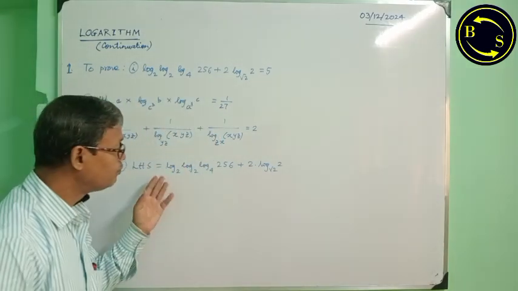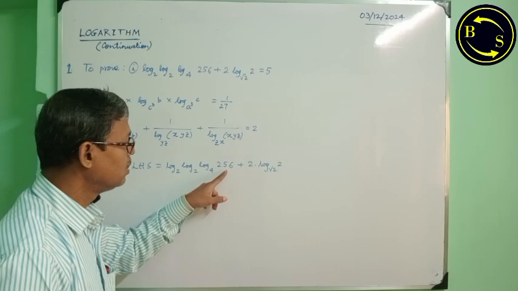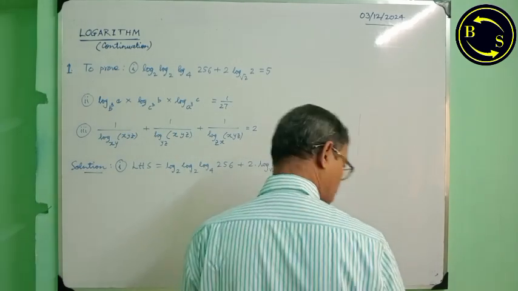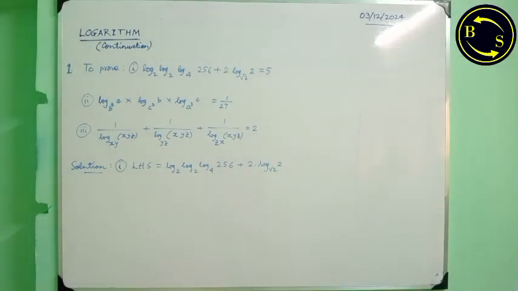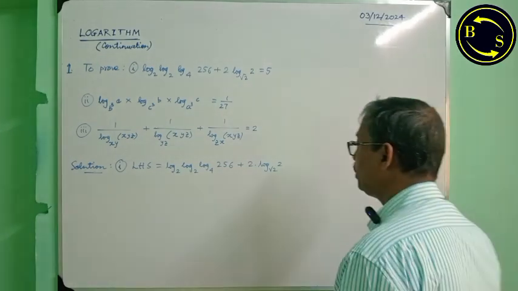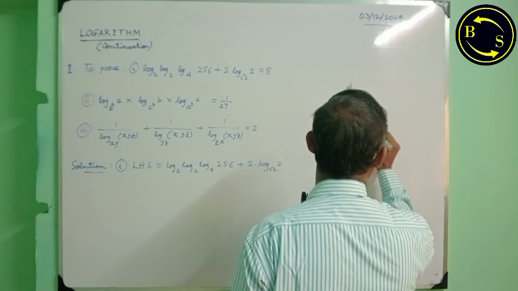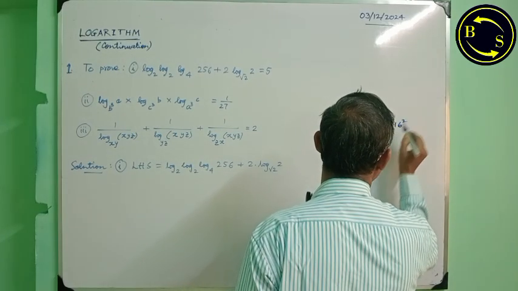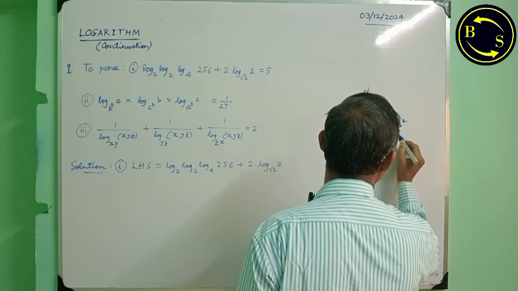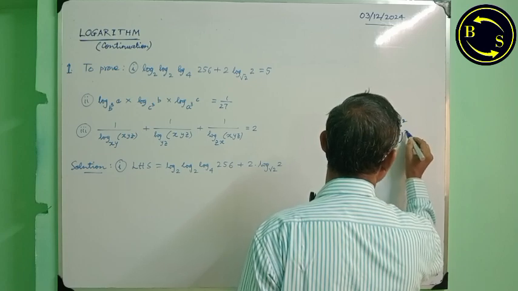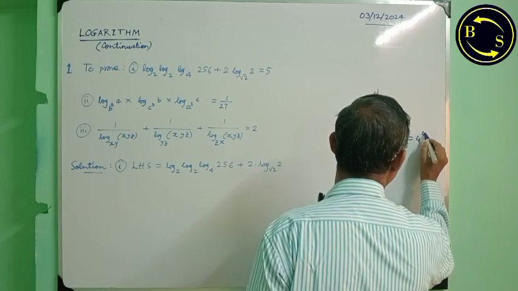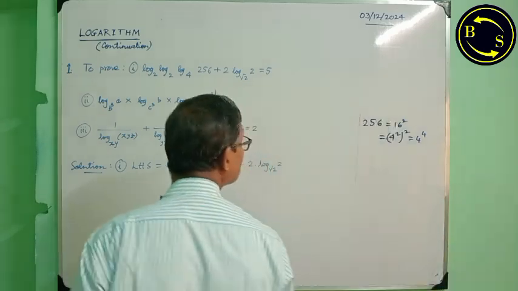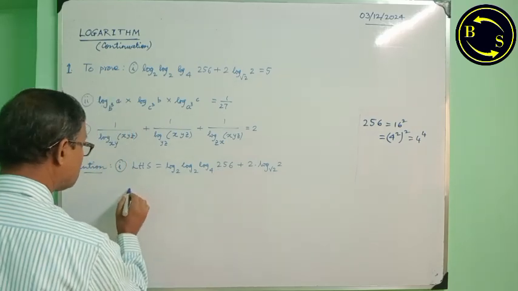First of all, we note 256 is there. On the right side, we first find the factors of 256. Already we know 256 is equal to 16 square, that is 4 square whole square, that is 4 to the power 4. As the base is 4, we keep this value of 256.